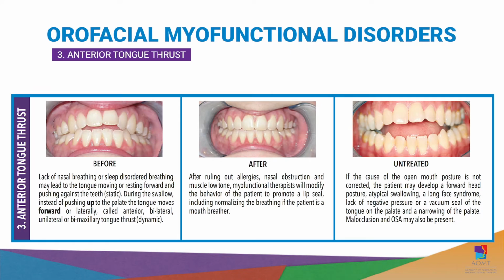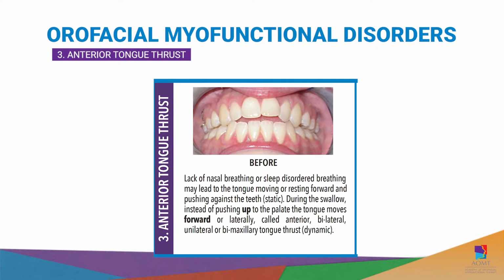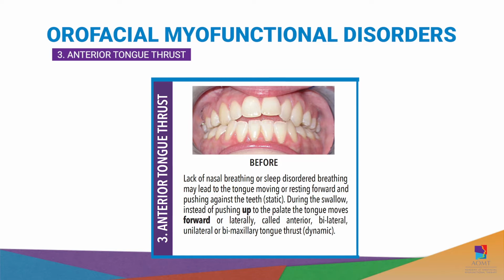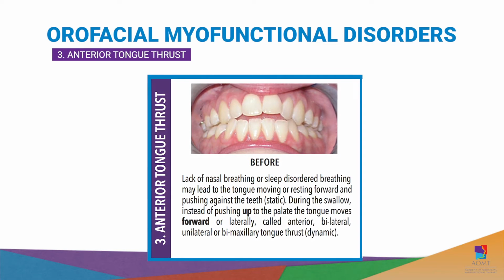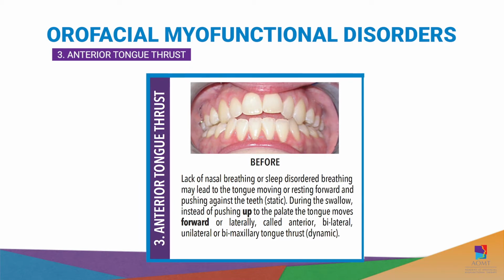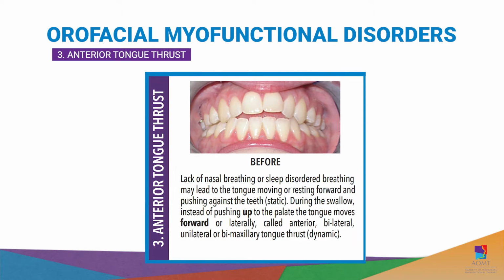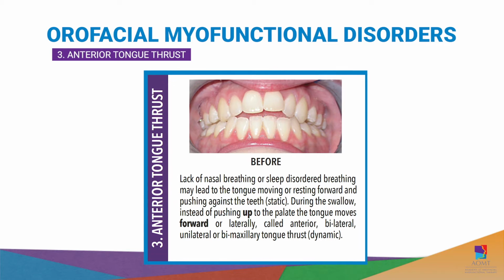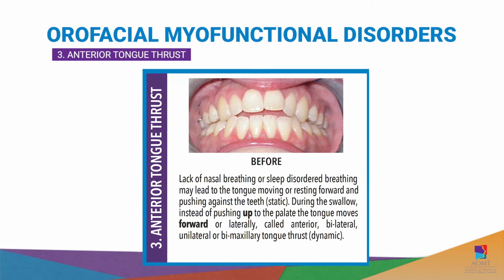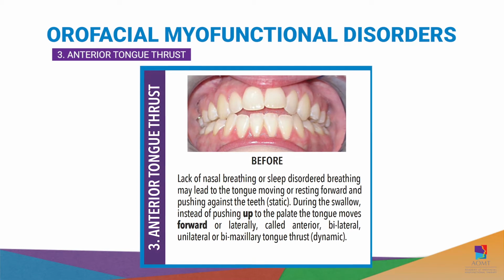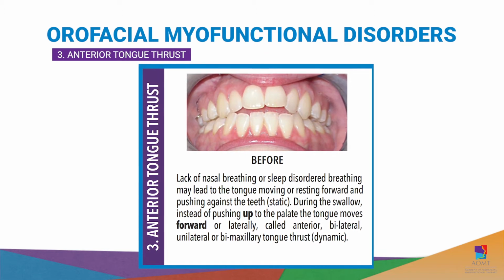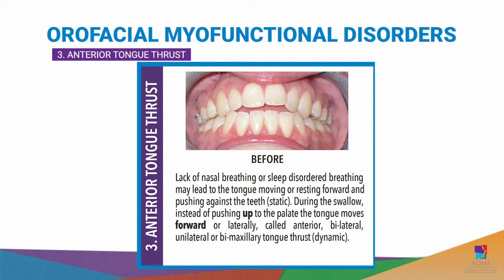3. Anterior tongue thrust. Before, lack of nasal breathing or sleep-disordered breathing may lead to the tongue moving or resting forward and pushing against the teeth when static. During the swallow, instead of pushing up into the palate, the tongue moves forward and laterally, called anterior, bilateral, unilateral, or bimaxillary tongue thrust.